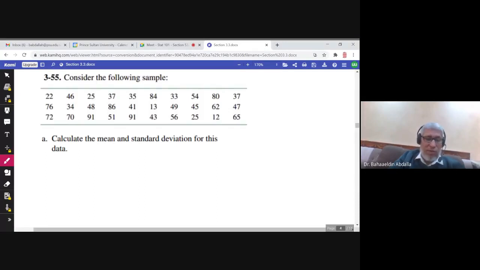So 48 plus 86 plus 41 plus 13, sorry, not plus, and 49. Then you always put equal, it's like enter in the computer, and the last row 72, 70, 91, 51. Imagine that this question comes in the exam and you don't have a calculator, or you don't know how to compute the standard deviation using the calculator. You will not be able to solve this question on time.